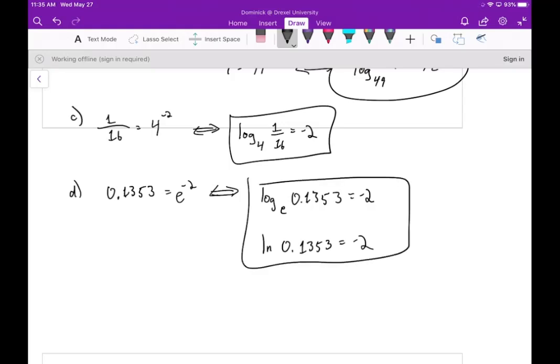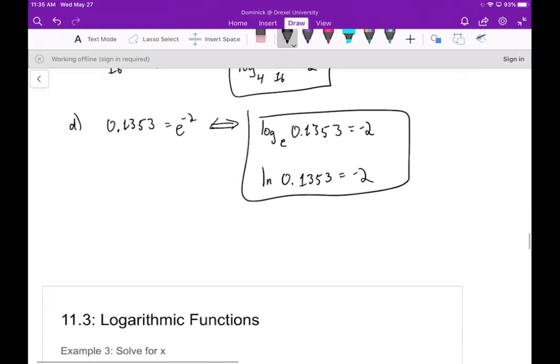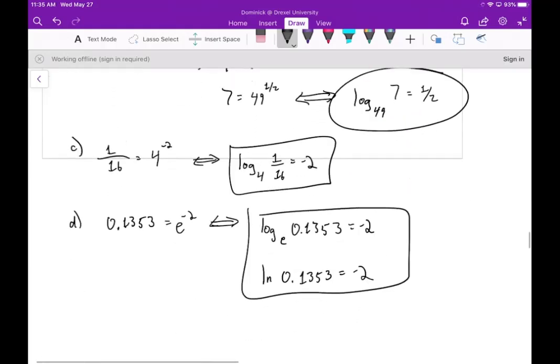All right, so that's converting from exponential to logarithmic form. And this is a huge key in understanding logarithms.